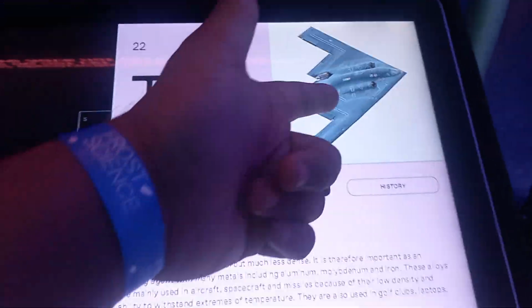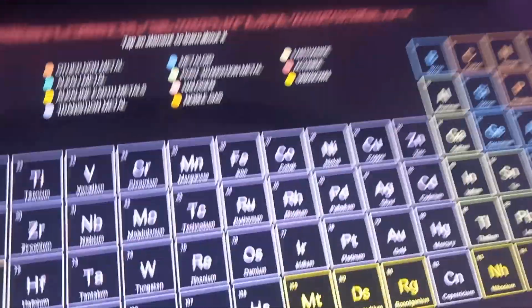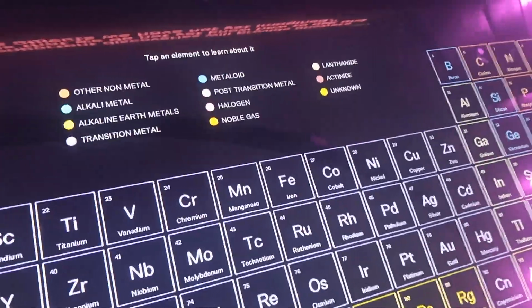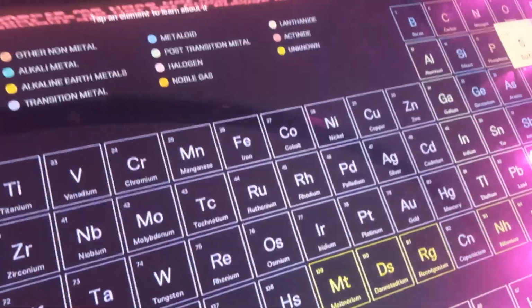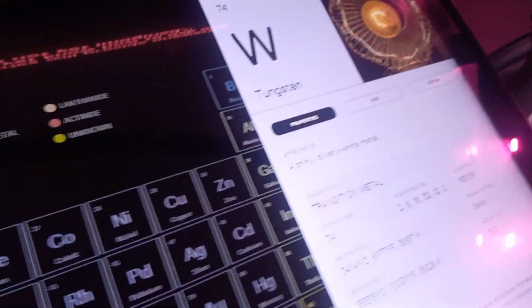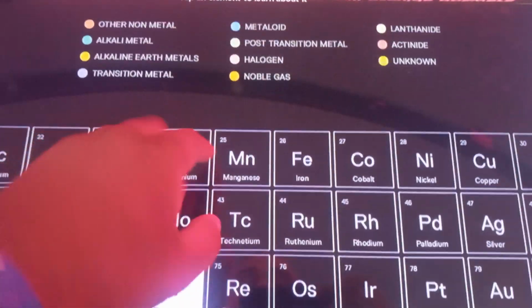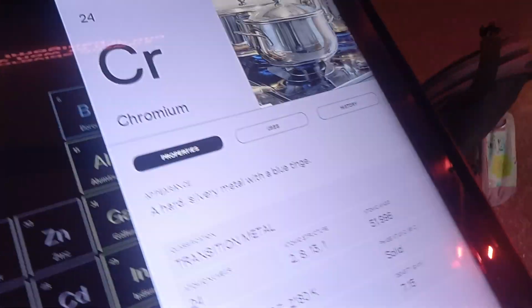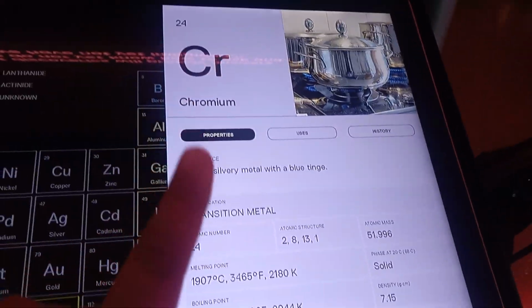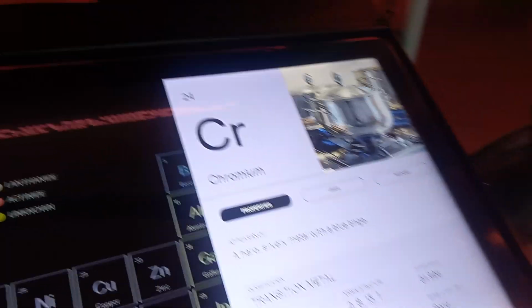Let's see, and that's the B2. So titanium is a very popular element in aircraft. Continuing, well, tungsten, that's a light bulb, so don't worry about that one. Chromium. Now, chrome is actually more used on cars, but the reason I'm picking this one is chrome and molybdenum.